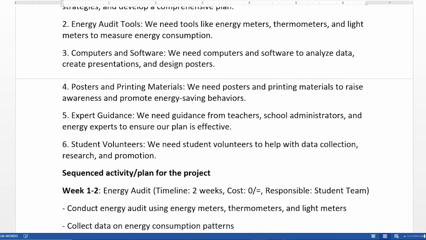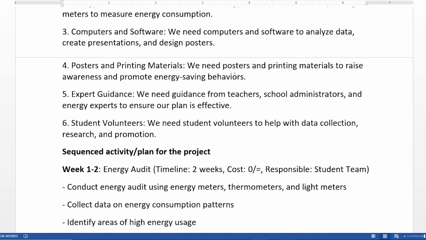The learner will also require a computer and software which can be used to analyze data, and maybe design a poster for sensitization, then posters and printing materials. And the need is, this is supposed to convey the information for awareness. So this is the material and justification.